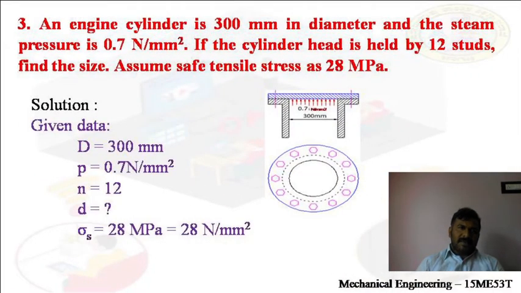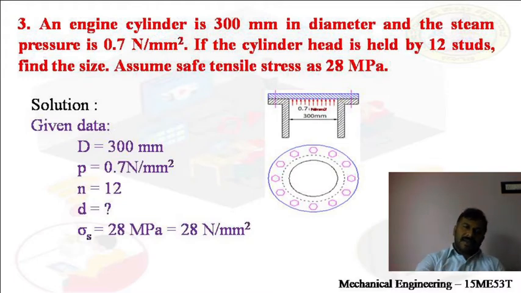Next, take another problem. An engine cylinder is 300 mm in diameter and the steam pressure is 0.7 Newton per mm square. If the cylinder head is held by 12 studs, find the size. Assume the safe tensile stress as 28 MPa. This is the application problem.